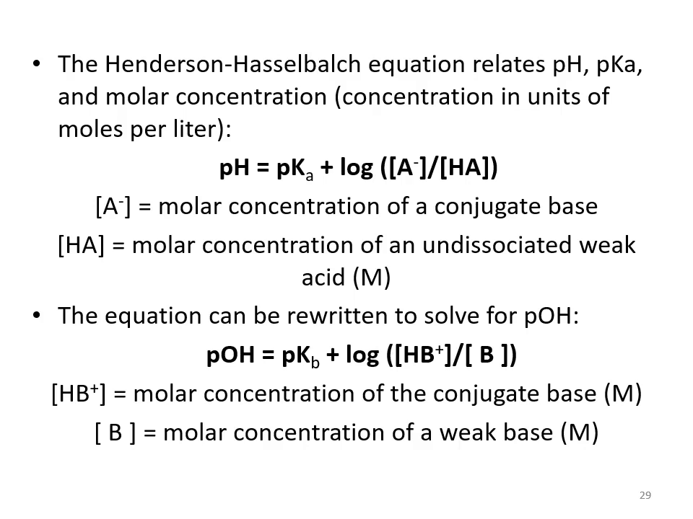So the final equation for pOH will use the pKb. pKb is for the base dissociation constant Kb of the base, and is its negative log. HB is the molar concentration of the conjugate acid and B is the molar concentration of the base.